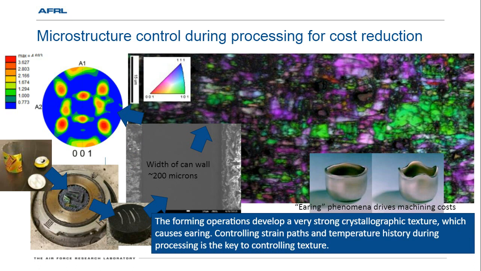So microstructure control during processing is really important for cost reduction for aluminum cans. The forming operations, the ironing out of the walls, produce a very, very strong crystallographic texture, which causes earring. And controlling the strain paths in history during processing is the key to controlling the texture.